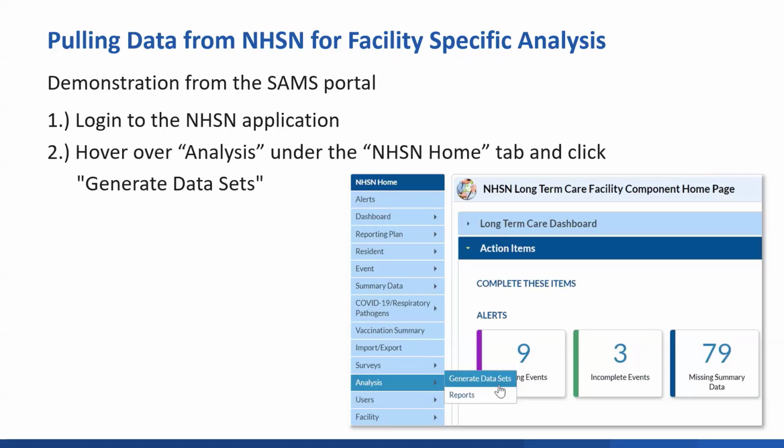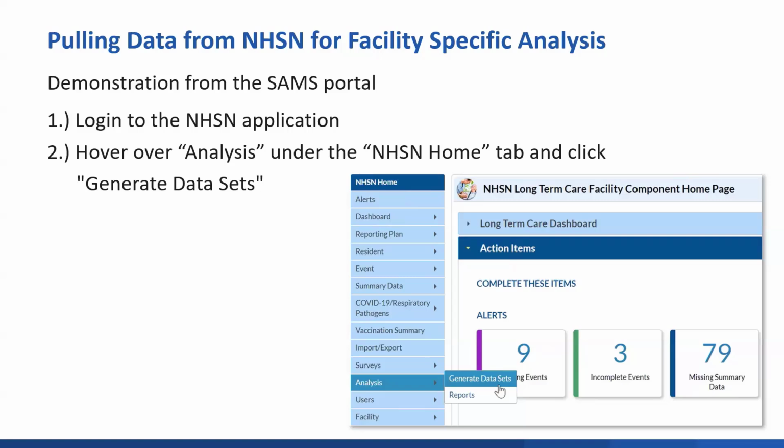So in the next couple of slides, we're going to demonstrate how to pull data from the NHSN application for facility-specific analysis. The first thing that you do is to log in to the NHSN application from the SAMS portal. Then a page like what is showing here on this slide will appear. Then you hover over analysis under the NHSN home tab, and a small window will appear. And you click generate dataset.